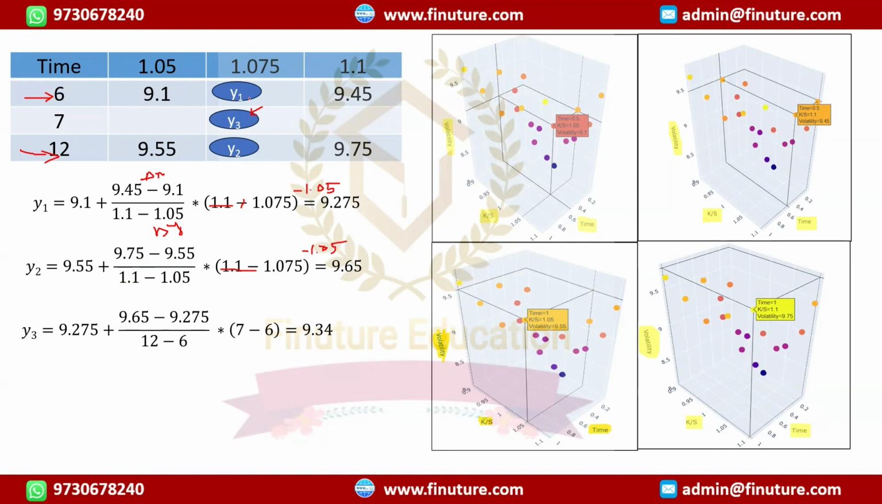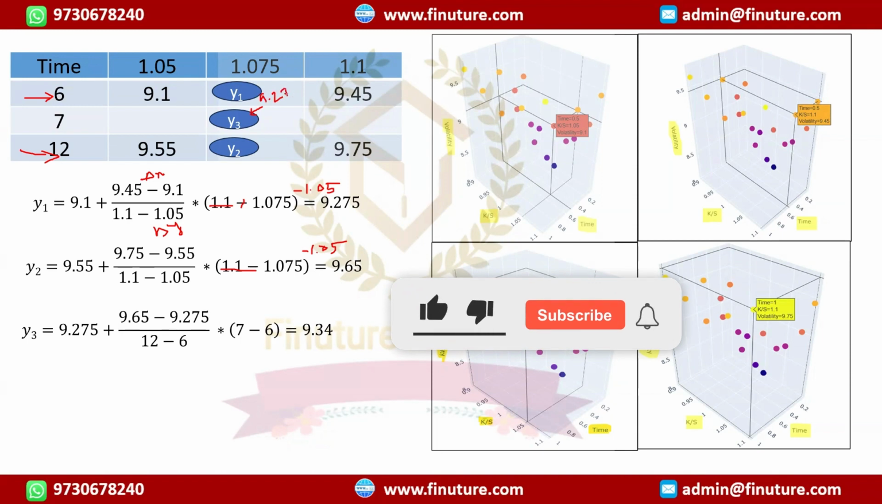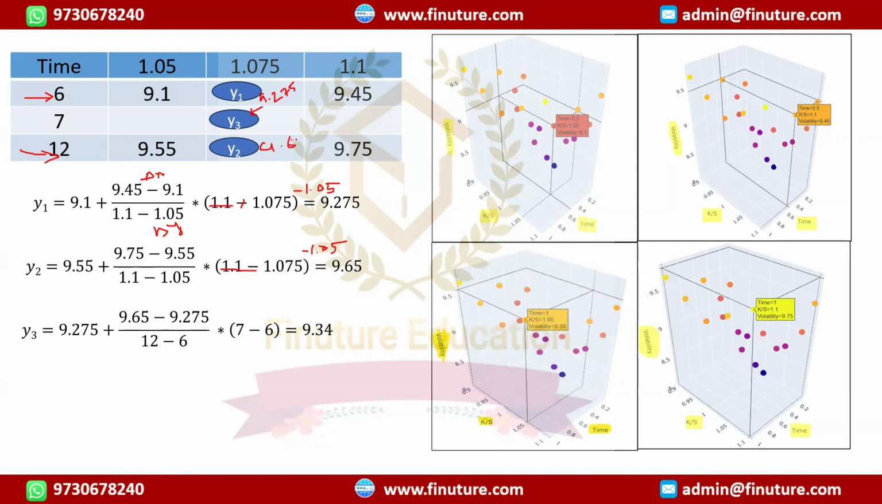Now you have got this y1 and y2. So it's 9.275. Just write it as 9.275, and this one is 9.65. So basically now if we are moving from time half year to 1 year, my volatility is changing from 9.27% to 9.65. What should be for 7 months? That's how it can be thought of.